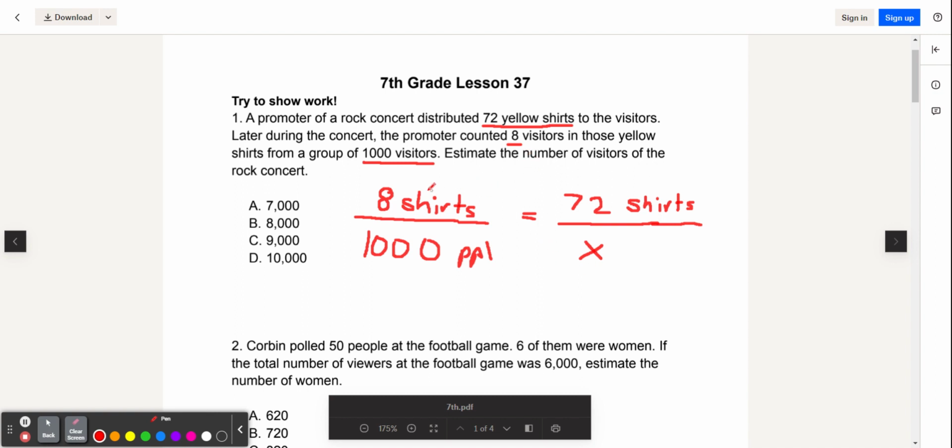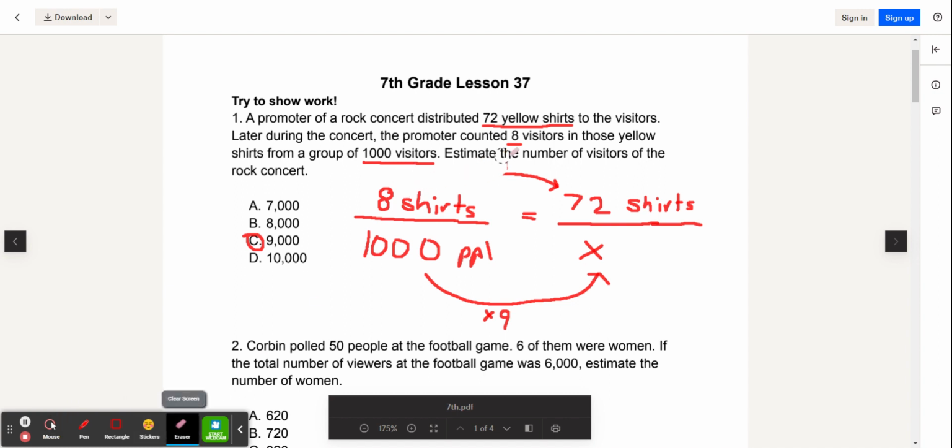So really all we need to do is see what number turns from 8 to 72. What do we need to multiply by? And then multiply by the same. We know that 72 divided by 8 is 9. So if you multiply by 9, you get 9,000, which is our estimation.